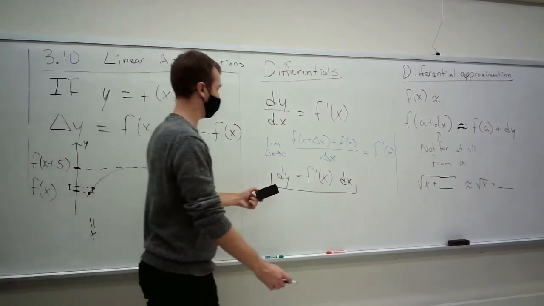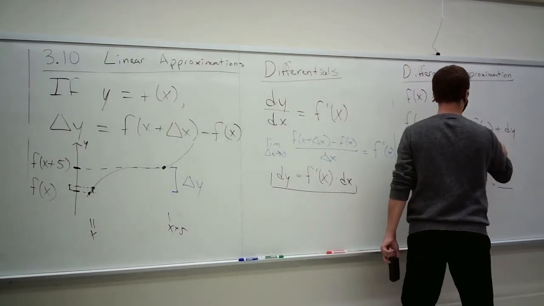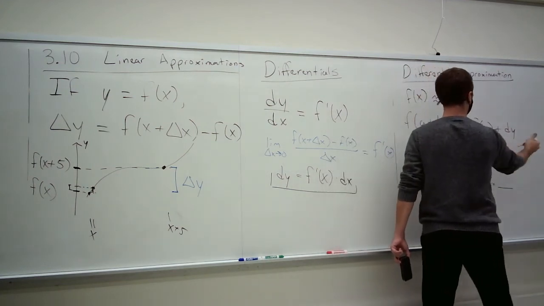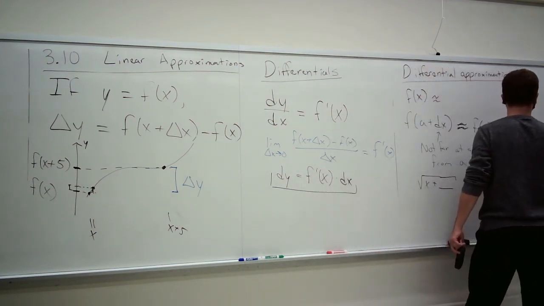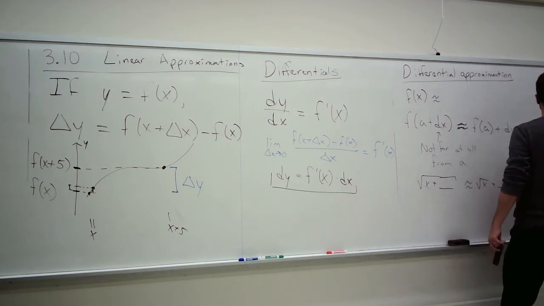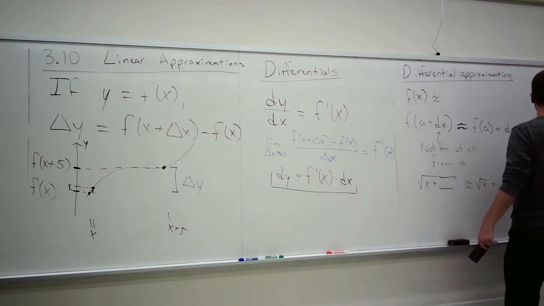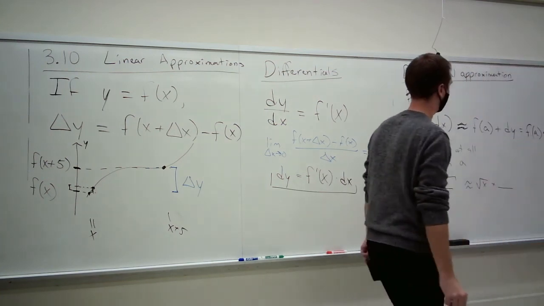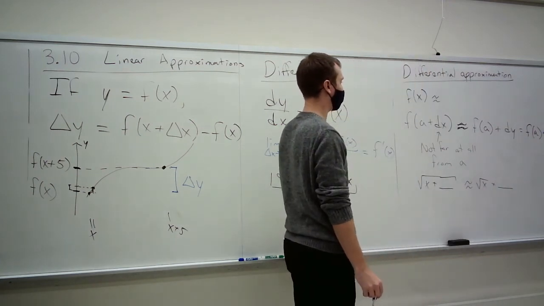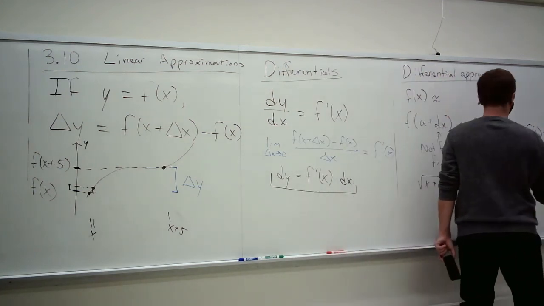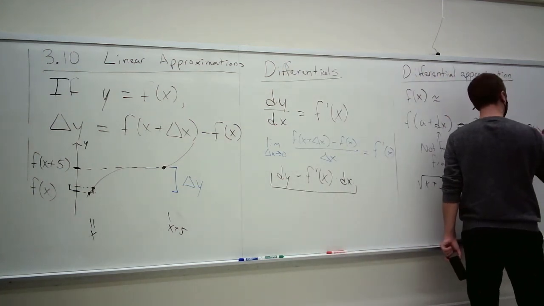So with this, we can rewrite this. f of a plus dx is approximately equal to f of a plus f prime at a times dx. And that gives you literally your linear approximator, but now only for values very close to a.